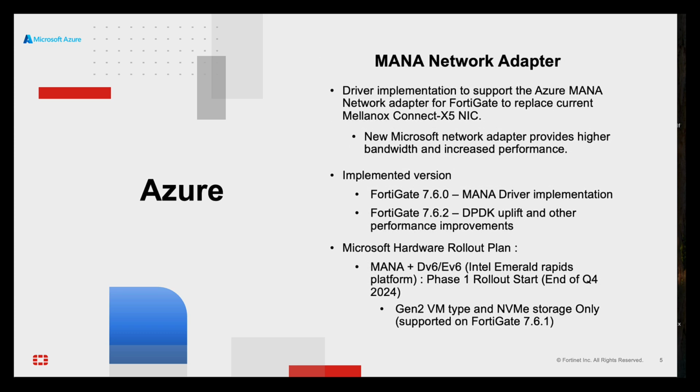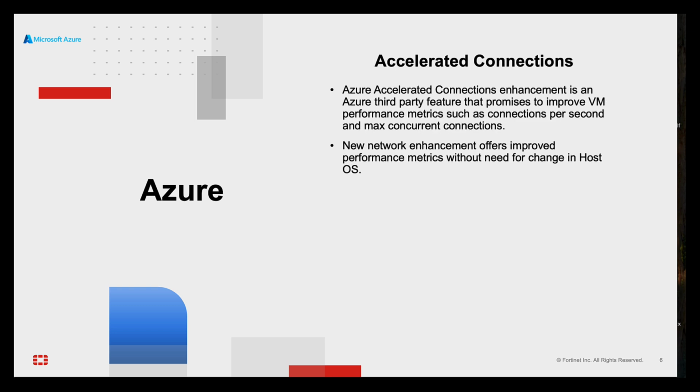MANA Network Adapter is coming in FortiGate 7.6, along with improvements to DPDK. Microsoft is rolling out the MANA driver in the instance families D and E. Accelerated Connections is an Azure enhancement that improves VM performance metrics, such as connections per second and max concurrent connections. New network enhancements offer improved performance metrics without the need to change the host OS.